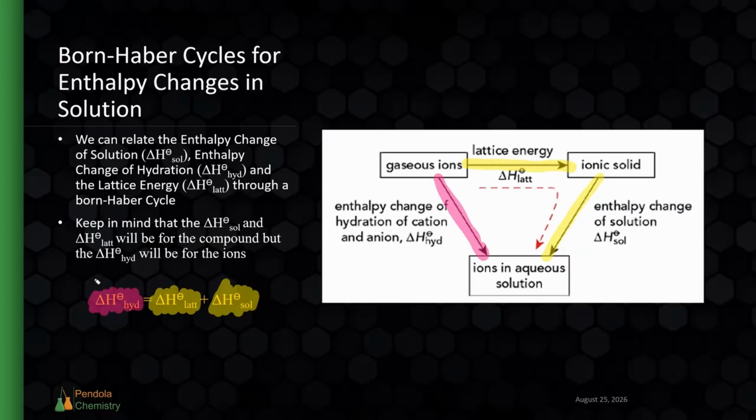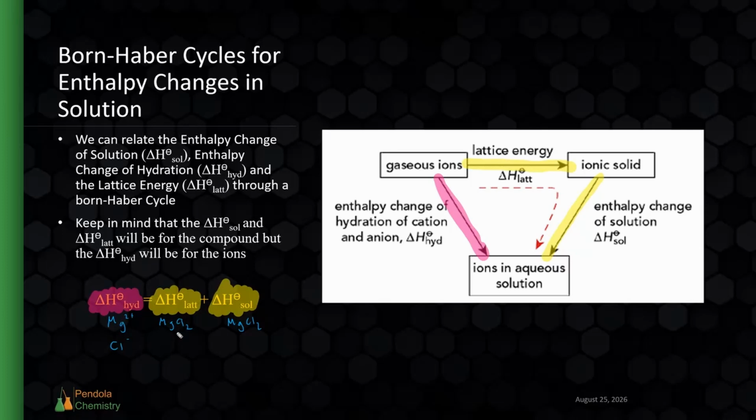Now do keep in mind that the enthalpy change of hydration is going to be for multiple ions, whereas the enthalpy change of lattice and solution are going to be for ionic compounds in general. So if we were doing, let's say, magnesium chloride, like we saw earlier in the examples, the enthalpy change of lattice will be the enthalpy change of lattice for magnesium chloride. The enthalpy change of solution will be the enthalpy change of solution for magnesium chloride. But the enthalpy change of hydration will be the enthalpy change of hydration for the magnesium ion and the enthalpy change of hydration for the chloride ion separately.